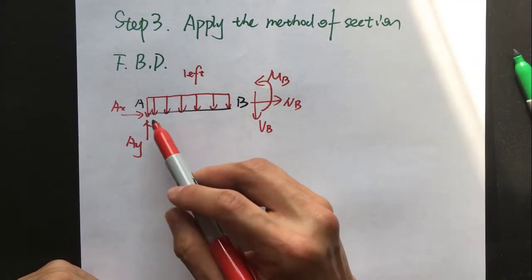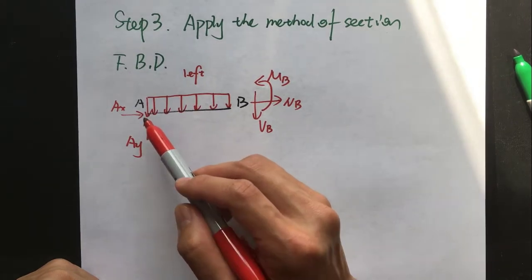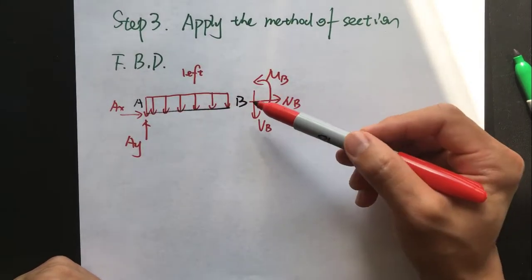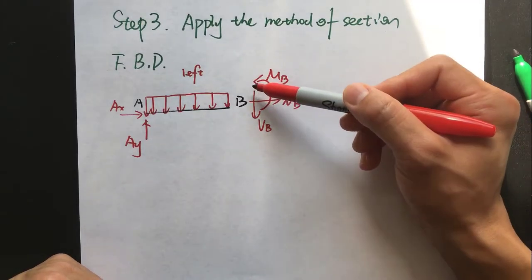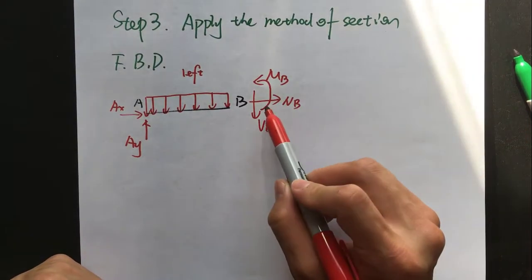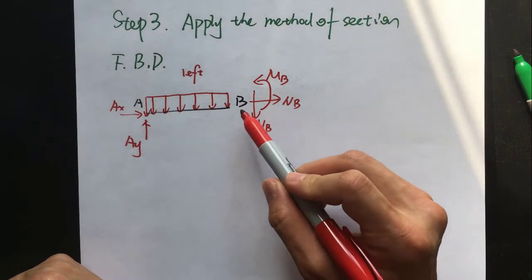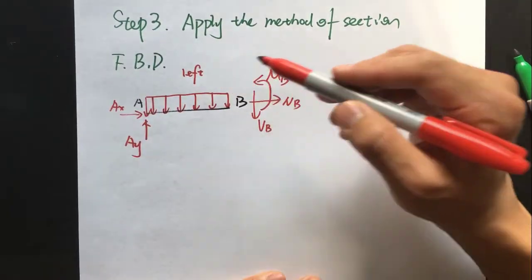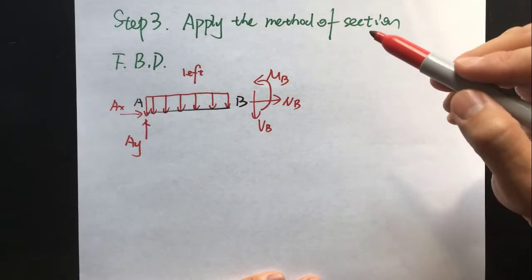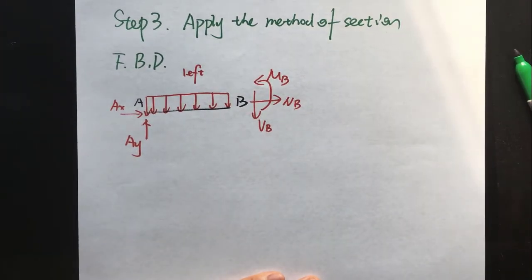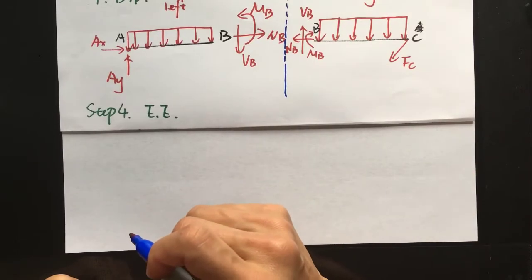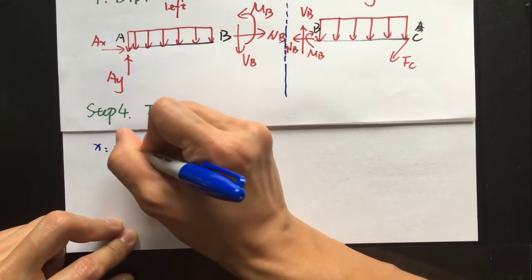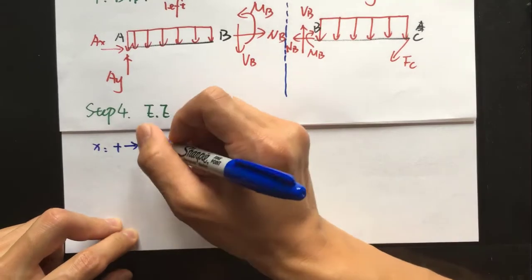We still have the pin support at point A, and at point B is fully exposed, so we have the shear force acting down, the normal force acting to the right, and also a bending moment which is counterclockwise. This is for the left side. You can also take the right side, but you only need one. Now we can list all the equations of equilibrium. First, all the forces in the X direction, with the positive direction pointing to the right.